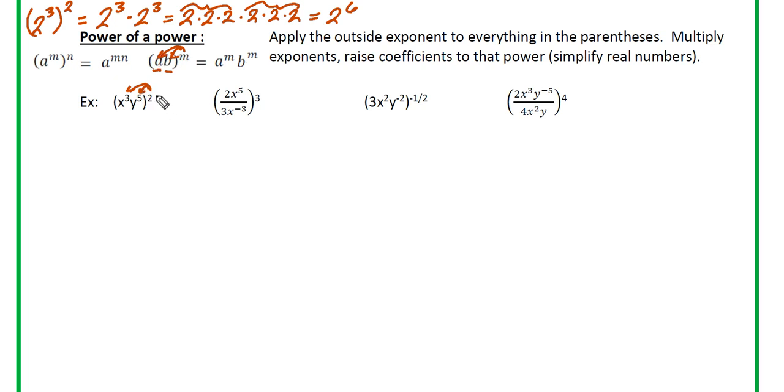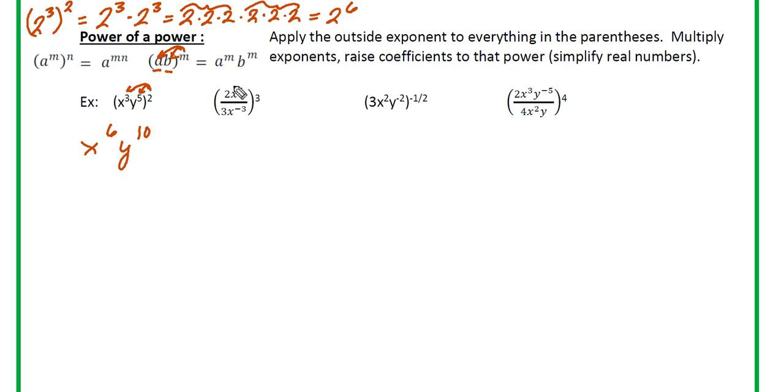So in this first example, we're going to apply this power to each one of these factors. And as we do so, we're going to use this power rule. Okay, so we're going to multiply those exponents. So 3 times 2 is 6. 5 times 2 is 10. Pretty simple. Simple as that.